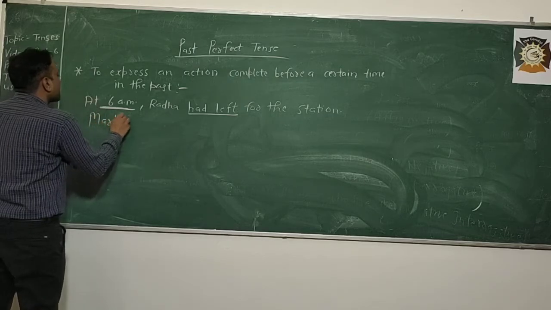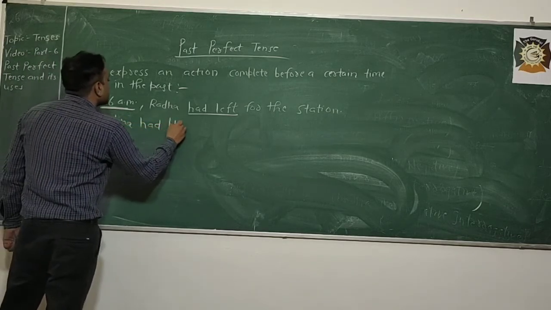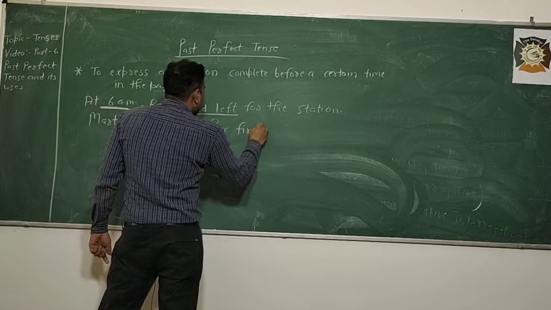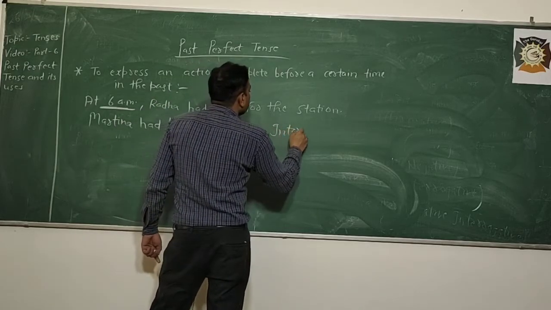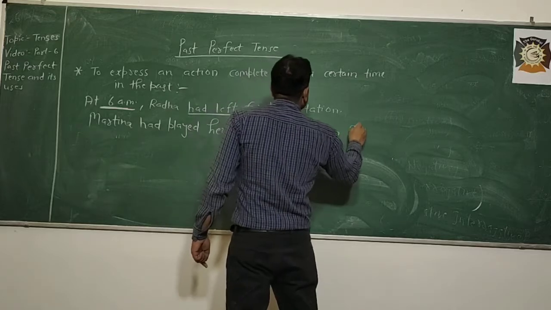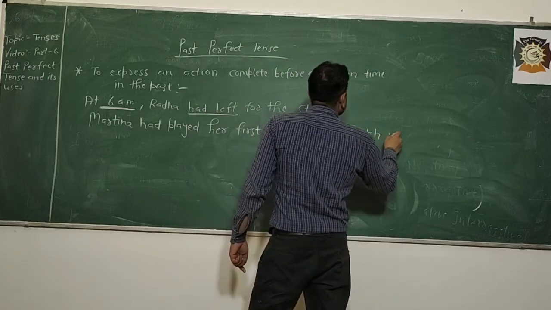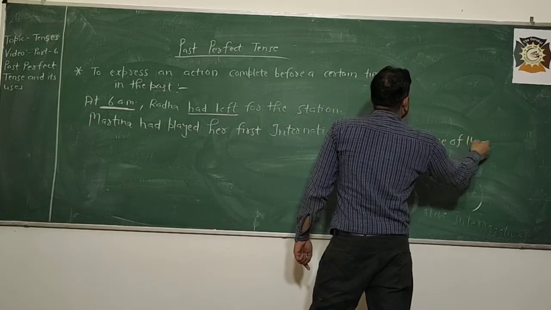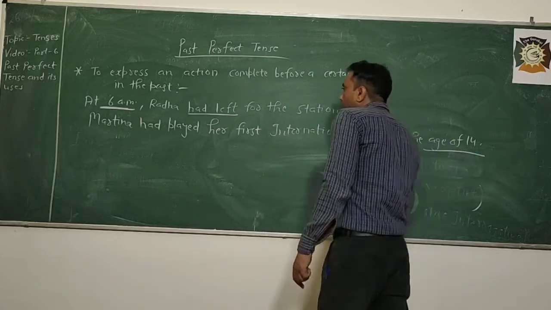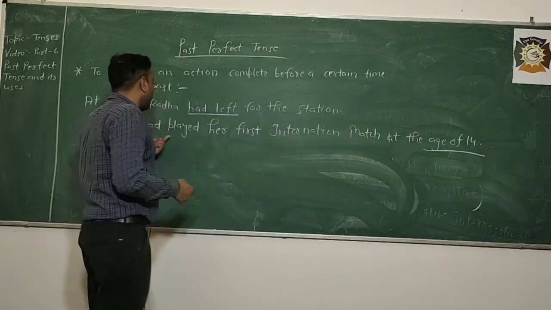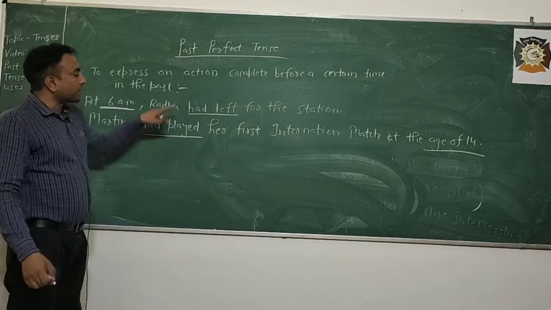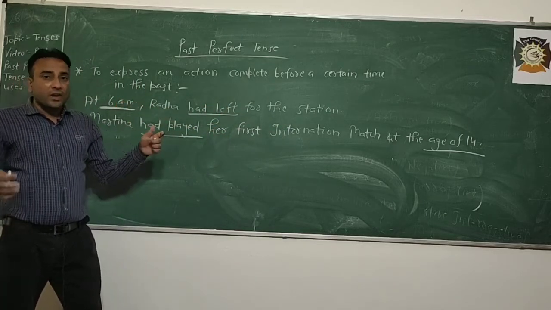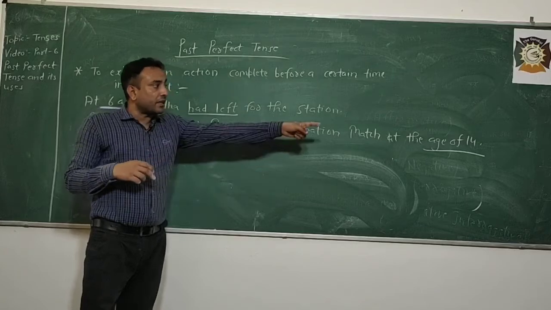Martina had played her first international match at the age of 14. A certain time is given, at the age of 14, when Martina had played, showing the use of past perfect tense in the sentence. At the age of 14 is showing a certain time in the past when she had played her first international match.